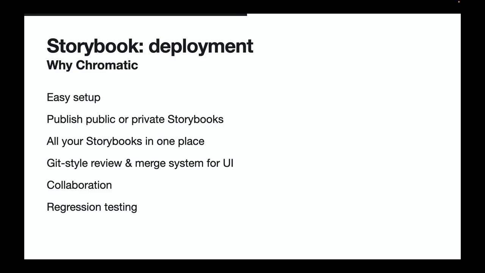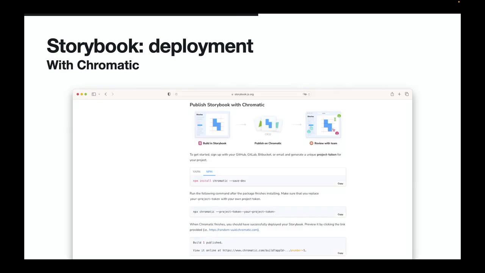You can publish private or public storybooks without any configuration. All your storybooks will be in one place, so you don't have to check, okay, what's the link and so on. You have a nice Git style review and merge for your UI. It's very good for collaboration, and it allows you to run regression testing on your UI components.